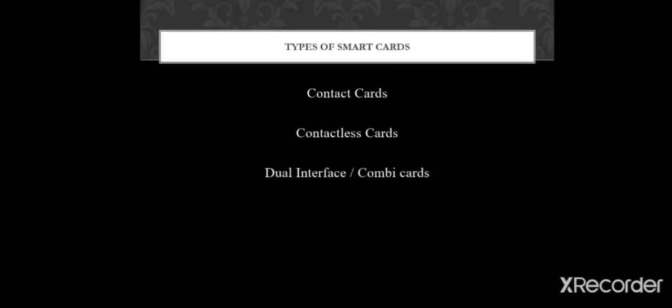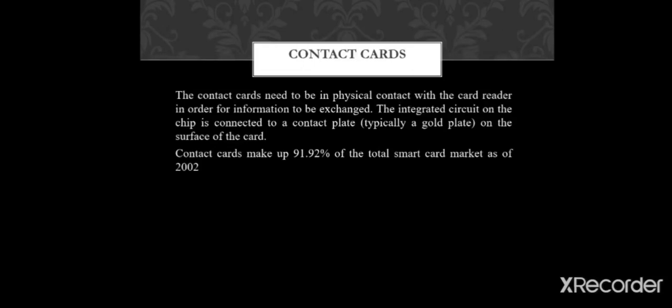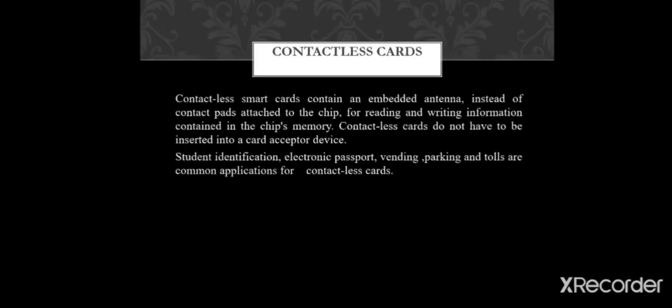Types of smart card. There are three types of smart card: contact card, contactless card, and dual interface card. Contact cards need to be in physical contact with the card reader in order for information to be exchanged. The integrated circuit chip is connected to a contact plate on the surface of the card. Contact cards make up 91.92% of the total smart card market as of 2002.